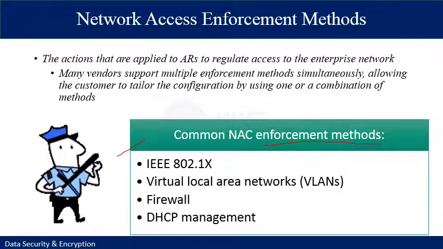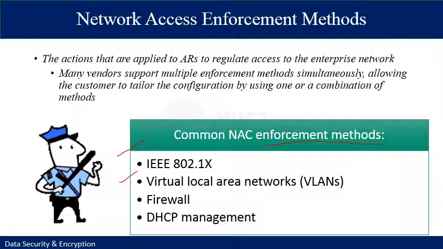The first one is referred to as IEEE 802.1X. This is a link layer protocol that enforces the authorization before a port is assigned an IP address. It makes use of the Extensible Authentication Protocol for the authorization process. We will discuss this protocol in the later part of this lecture.